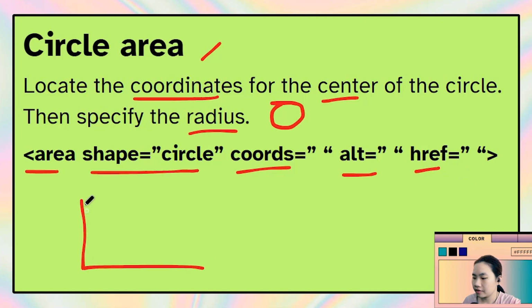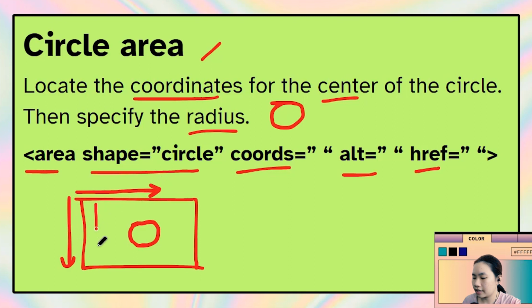Let's say this is an image, right? The shape of an image is rectangular. I want this area to be clickable, and it's a circle. So the coordinates go like this. It's x and y, and it works very much like a grid, okay? And it always starts at the top over here.